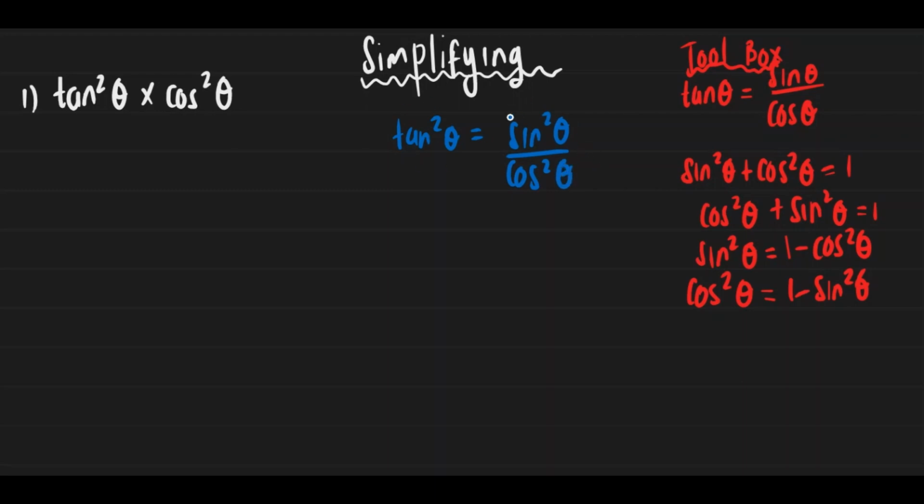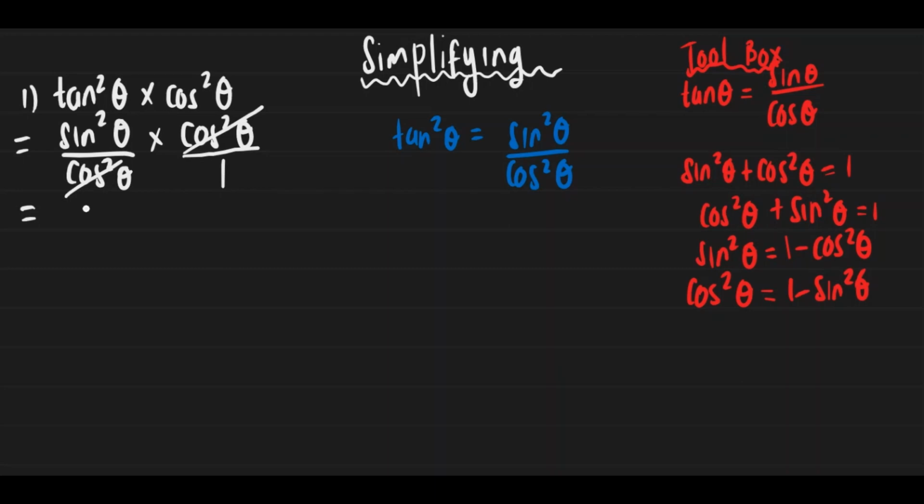So we're going to substitute this here. This is going to equal sine squared theta divided by cos squared theta, multiplied by cos squared theta. Since everything is multiplying, you can cancel out things. The cos squared theta in the denominator and the cos squared theta multiplied here, which is the same as divided by 1, can cancel out. So what you're left with is sine squared theta. And this will be your final answer.